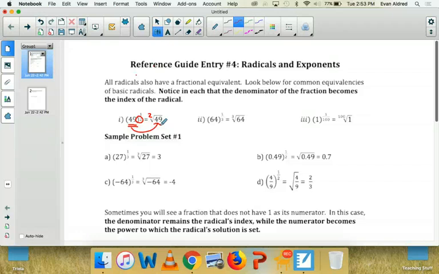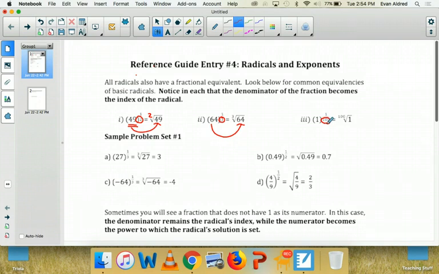If we look at our second example, 64 with an exponent 1/3, you'll see the same things are happening. You'll notice now that our denominator is 3, which is equal to the index of the radical to the right. You'll also notice that 64, which is our base value, has become the radicand. So 64 with an exponent of 1/3 is the same as saying the cubed root of 64, which we know is equal to 4. The final one is a bit of an exaggerated example that shows the same thing.